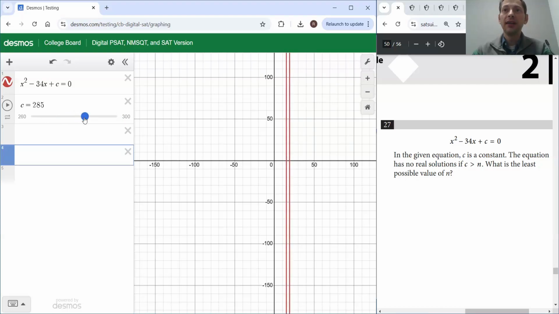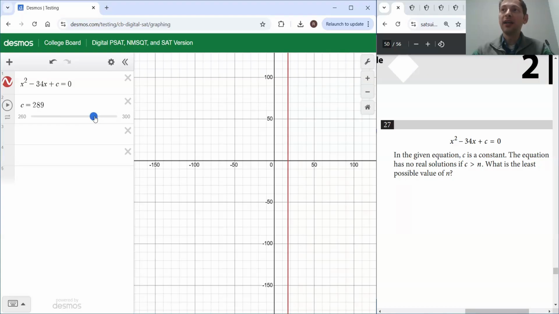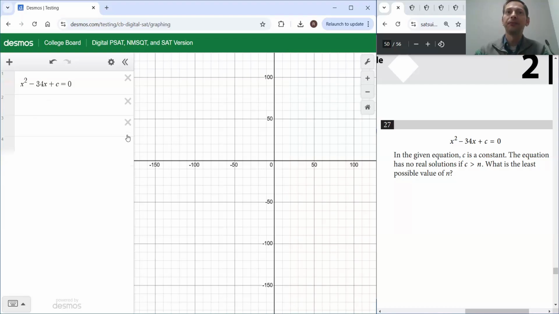277, 281, all good. 287, 288, 289, 300, gone. No, 290. So 289, it's there. 290, it's gone. So in order for it to have no solutions, if c is greater than 289, then you're going to have no solutions. Amazing. You didn't even know how to do it, but yet you used Desmos in order to get the right answer. Okay, let's work on another problem.